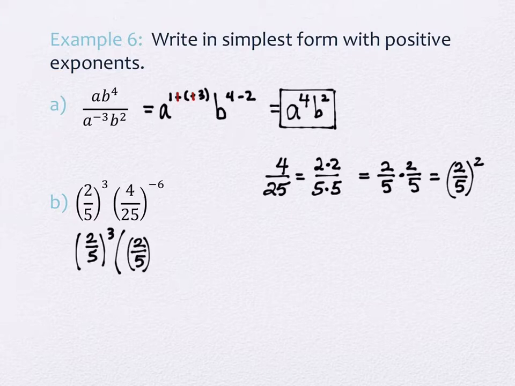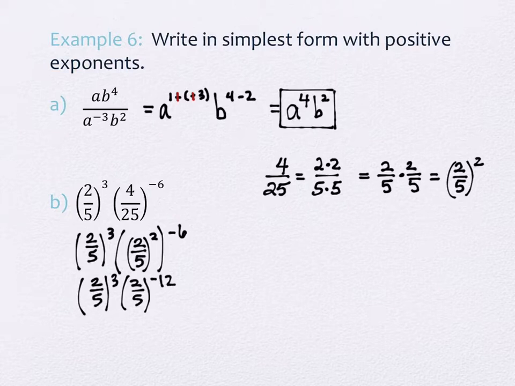So down here in the problem, instead of having 4 over 25, I can have 2 over 5 squared to the -6. And now they both have the same base, 2 over 5. So as I'm working on that, I'll multiply that 2 and that -6. So this is now 2/5 to the -12. How can I combine the 3 and the -12? I would add them. So this would now be 2/5 to the -9th.